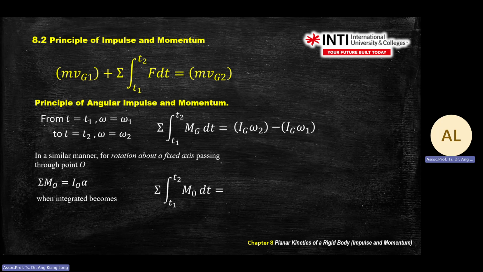So if it rotates about a fixed point O, it means you need to use I equal to Ig plus md square. It's still the same, you just change your I into IO. The difference between the top and bottom: if the O and the G are the same point, then you can use Ig. If there's a distance, then you use IO equal to Ig plus md square.